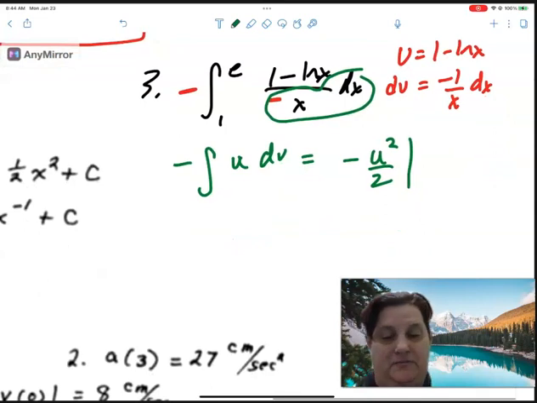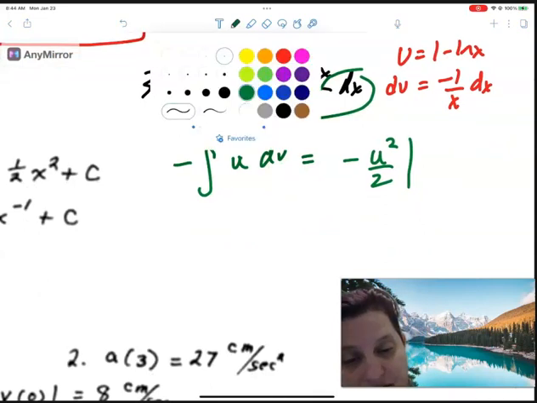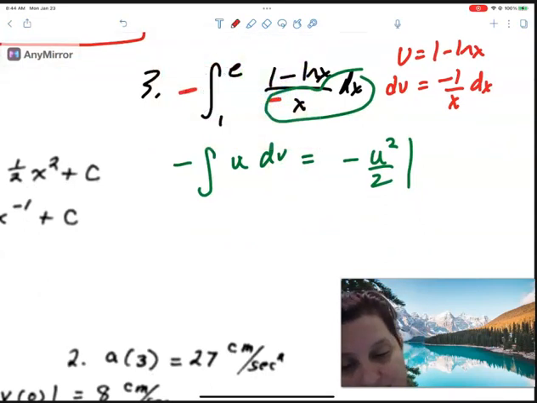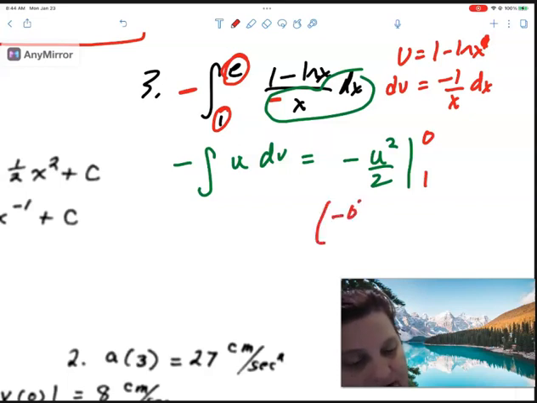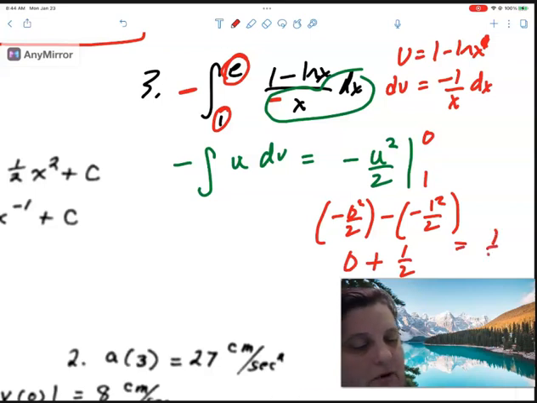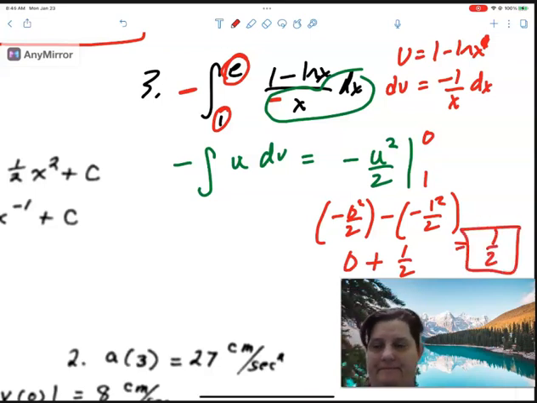Now, I want to change my endpoints, so watch carefully how I do that, okay? If I plug in e, the ln of e is 1, 1 minus 1 is 0. If I plug in 1, the ln of 1 is 0, 1 minus 0 is 1. So I have negative 0 squared over 2 minus negative 1 squared over 2. So I end up just getting 1/2 for that.